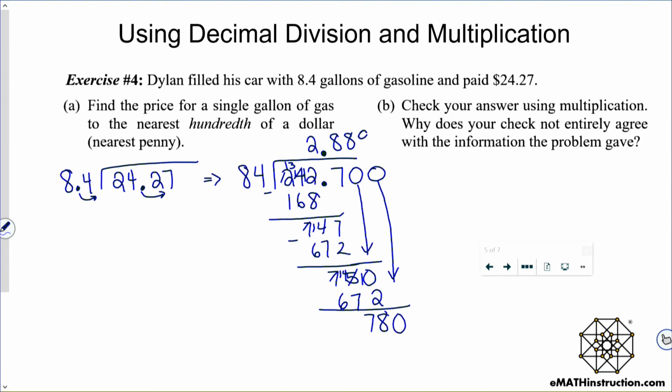Going to have to drop another 0 down. Now I think we'll go with a 9. 9 times 4 is 36. Uh-oh. Carry the 3. 9 times 8 is 72. 75.